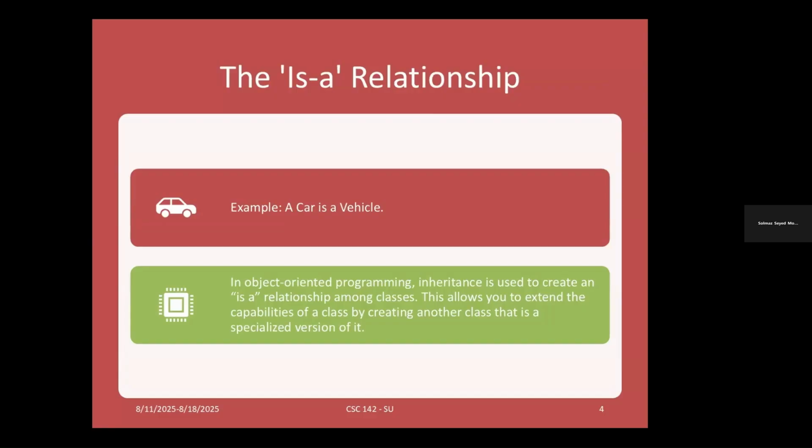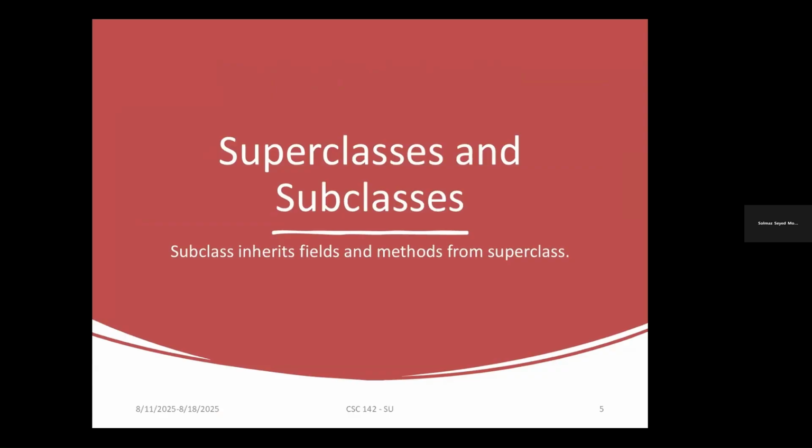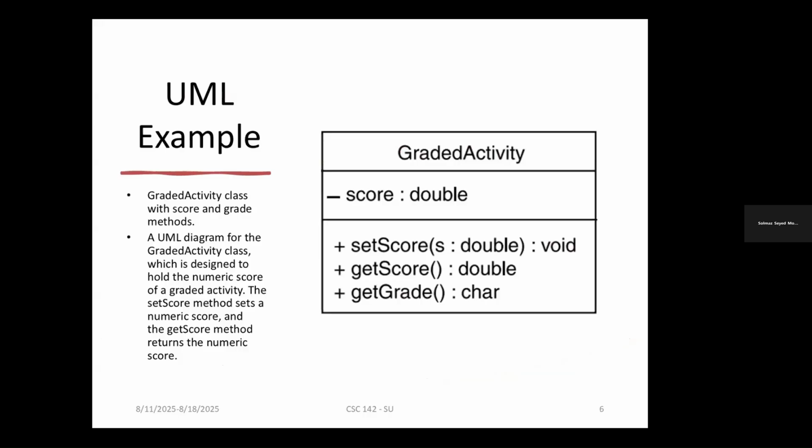Here we have a car is a vehicle, where vehicle is the superclass. In object-oriented programming languages, inheritance is used to create an "is a" relationship among classes. This allows you to extend the capability of a class by creating another class that is a specialized version of it. We have two classes: one is a superclass, that's a parent, and the other one is a subclass, that's a child.